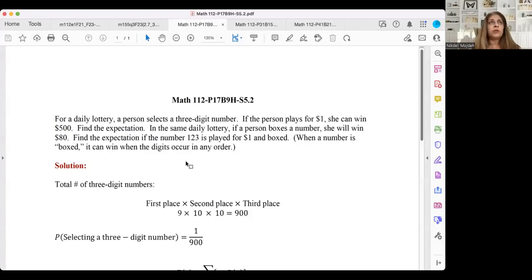Three-digit numbers start from 100 and end with 999.